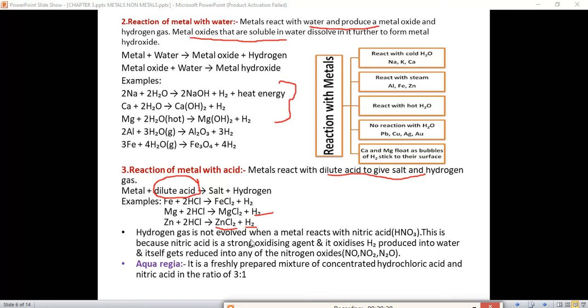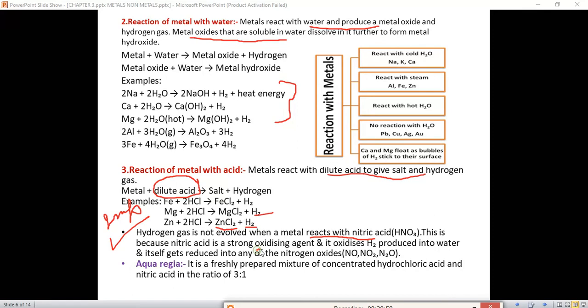Hydrogen gas is not evolved when a metal reacts with nitric acid. This is a very important point. Generally, questions are asked from this topic. Why is hydrogen gas not evolved when a metal reacts with nitric acid? What is the answer? This is because nitric acid is a strong oxidizing agent. It oxidizes hydrogen into water and itself gets reduced into any of the nitrogen oxides like NO, NO2 and N2O.